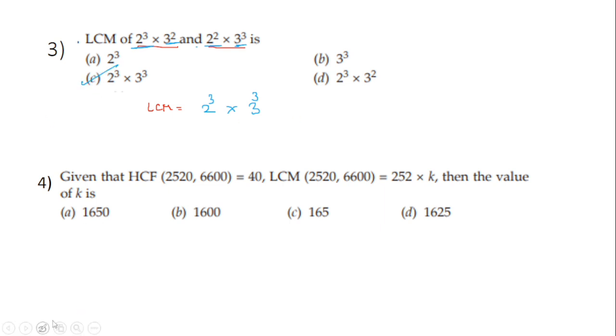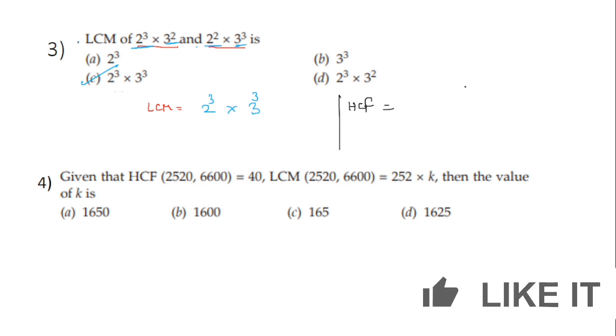If you want to find HCF here, how can we find it? HCF can be found by taking the common numbers. See, 2 is repeating here and also here, so we will take 2. And 3 is also repeating in both multiples, so 3. Coming to HCF, it is quite opposite to LCM. In LCM we take the maximum power, in HCF we take the least power. 2 cube and 2 square, what is the least? 2 square.